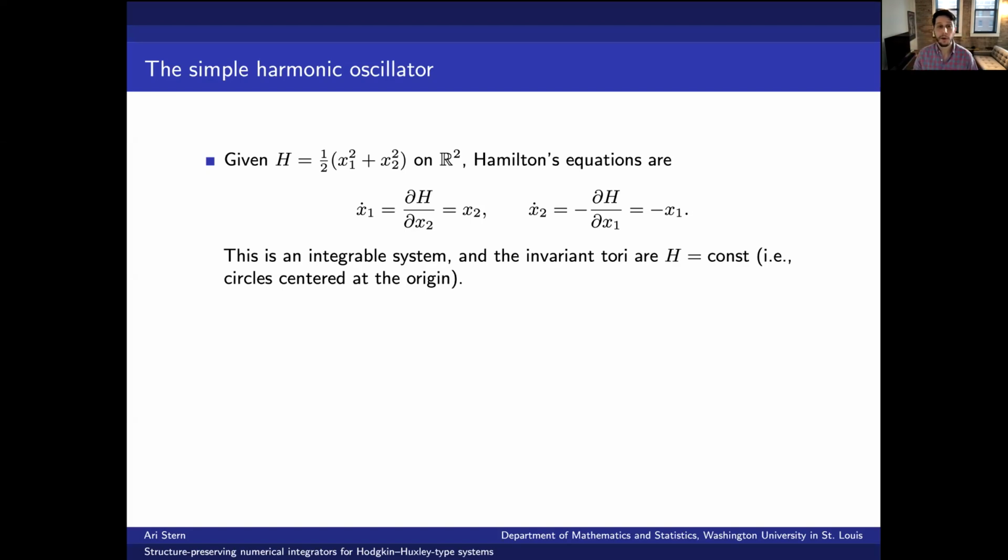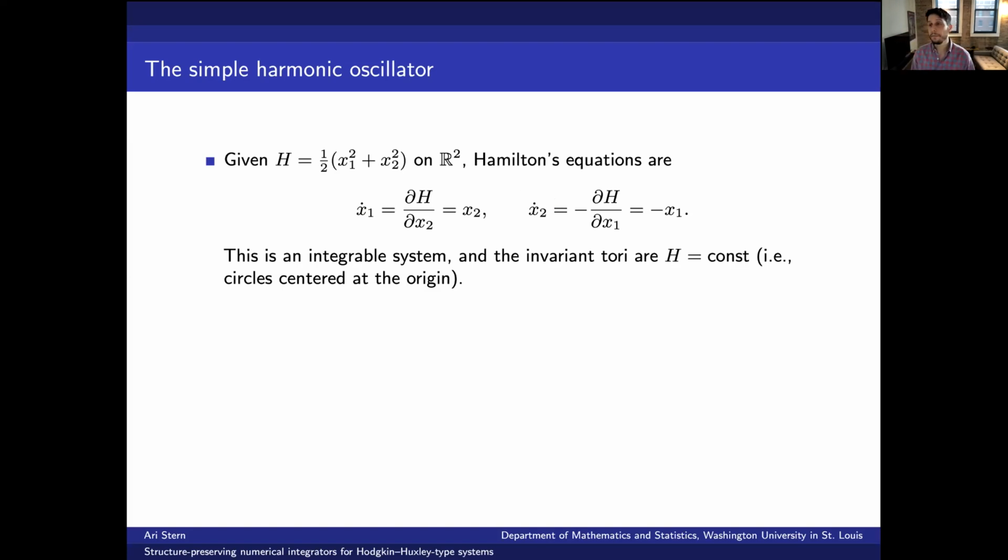If we have the simple harmonic oscillator, we can describe it by this Hamiltonian, which is just 1/2 (x1 squared plus x2 squared) in phase space. Right? And if we write down Hamilton's equations, this is just the first order form of the simple harmonic oscillator, written in terms of, we can think of x1 as displacement and x2 as velocity.